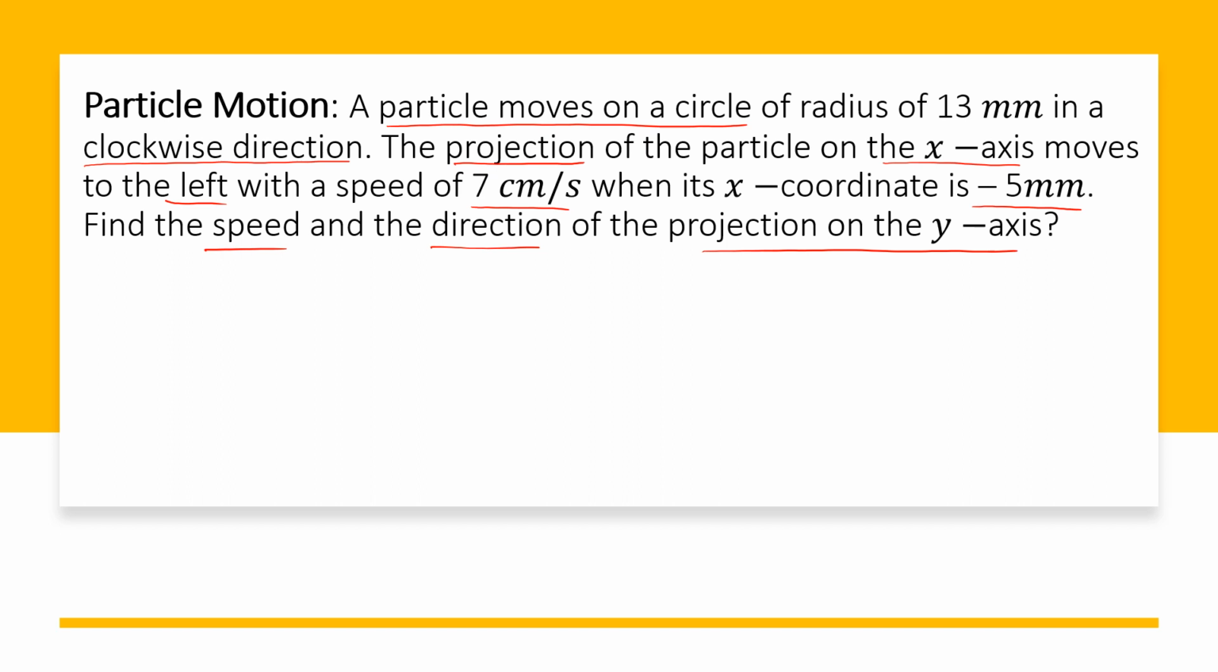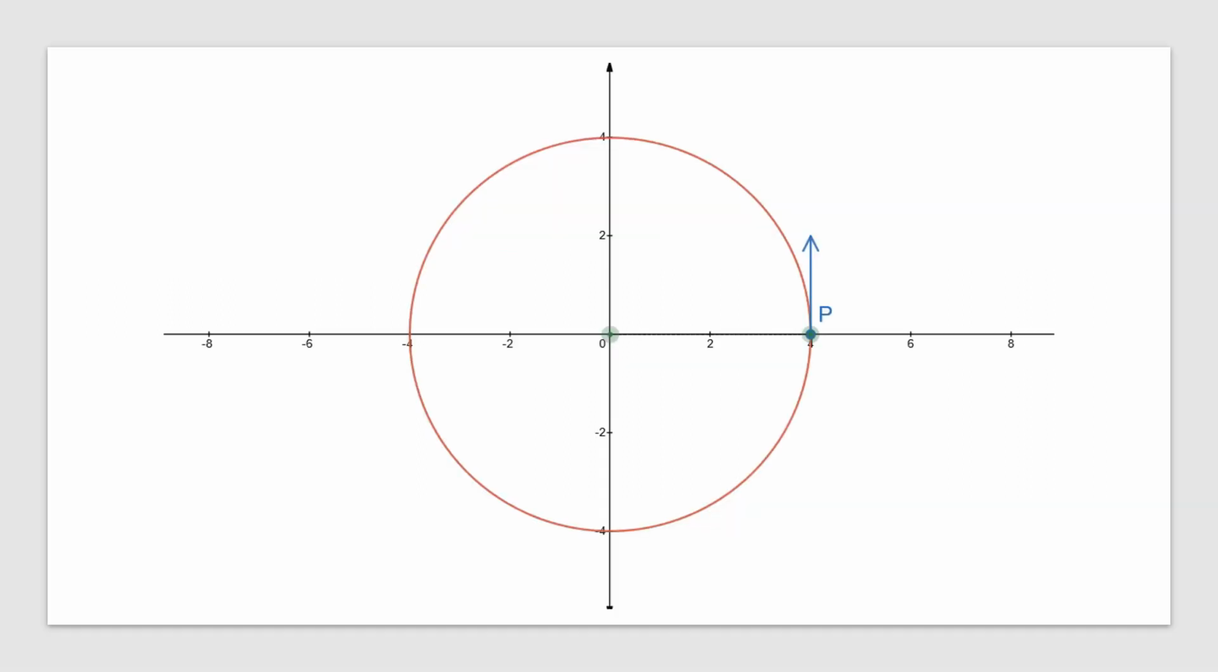There's a particle moving on a circle in the clockwise direction, and it's not a uniform motion. It may have different speeds at different times. It says the x projection goes at 7 centimeters per second to the left when the x coordinate is negative 5. So we're asking what is the y coordinate. Let's look at this situation as an animation. You can see the particle moves on the circle in the clockwise direction, and the x and y projections move related to that.